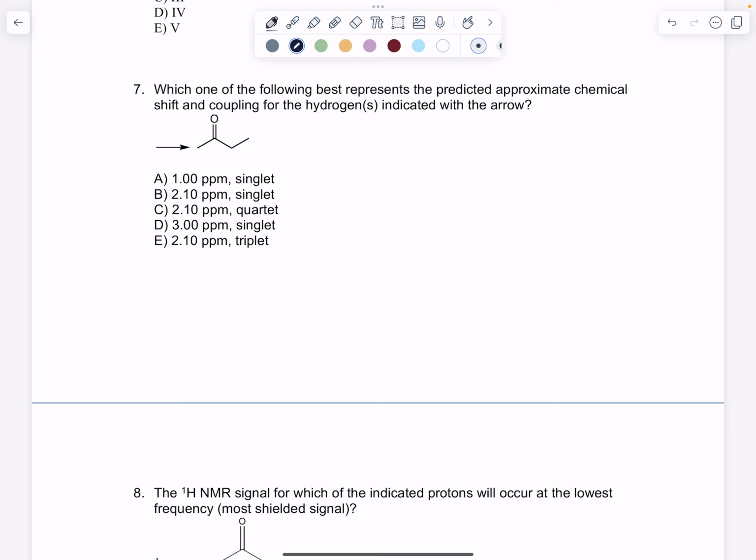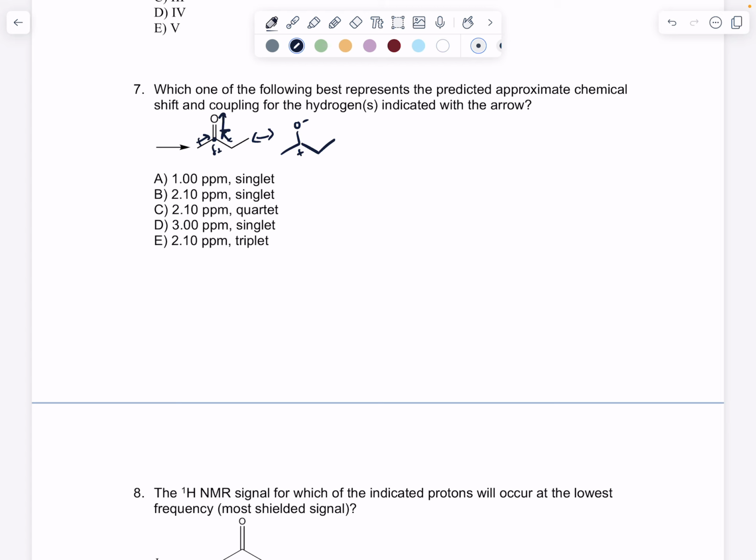Okay, next question. Which of the following best represents the predicted approximate chemical shift and coupling for hydrogens? Okay, so this one, something that I think happened is we talked about finding ranges, but first I'll say how I would approach this. I know that there's a strong dipole moment here because oxygen is electronegative, but also because there's a resonance structure. So this is strongly partial positive, which means it's pulling on the electrons around it.